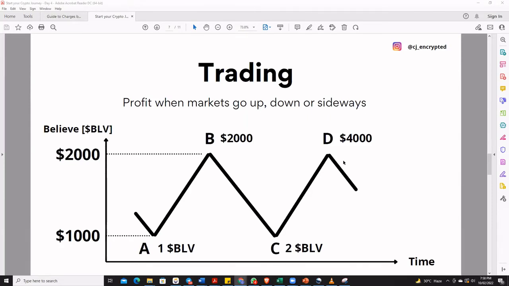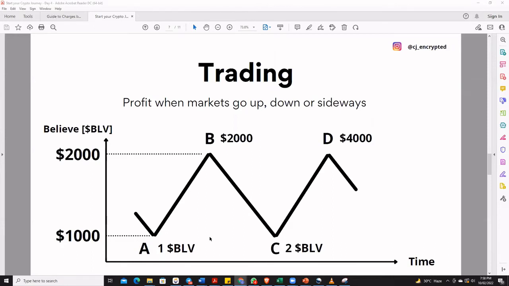Now, notice that the horizontal axis is just time. The difference in time between point A and point B can be a year. It can be 5 years. It can be 6 months. It is very unlikely that it is going to be one day. So just be aware that this thing takes time in order to develop.